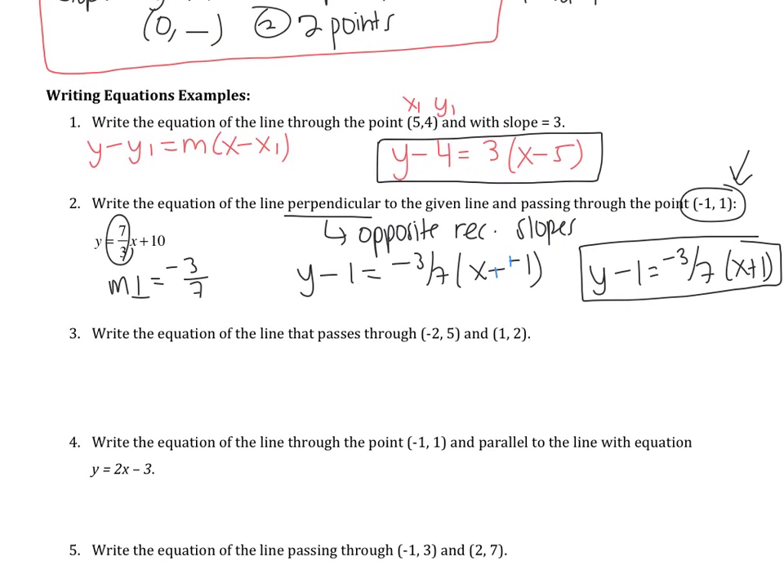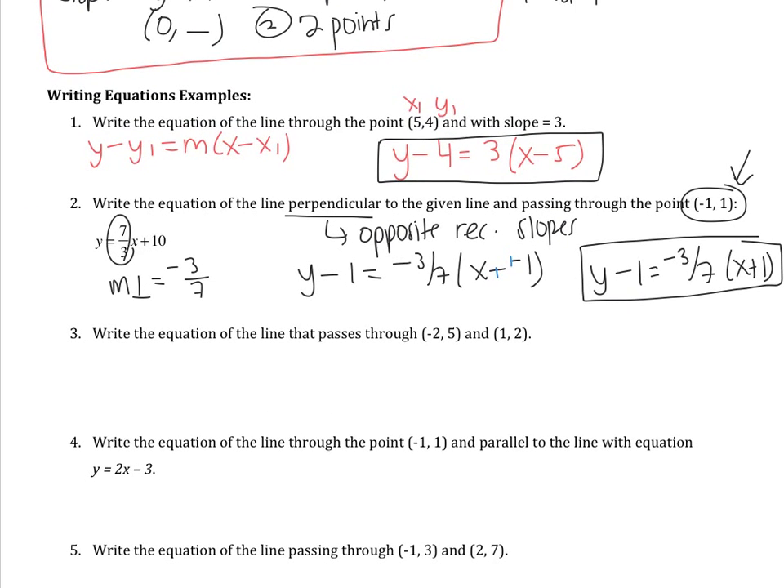Okay, we still got a few more. So, example number 3, write the equation of the line that passes through (-2, 5) and (1, 2). In this case, I have 2 points, so I'm going to use point-slope form. First thing that I have to do is find the slope. So we are going to start with that. So we have y2 minus y1, so 5 minus 2. Because 5 came first, I need negative 2 to come first in the denominator. Okay, so 5 minus 2 is 3. Negative 2 minus 1 is negative 3. So this simplifies to negative 1.